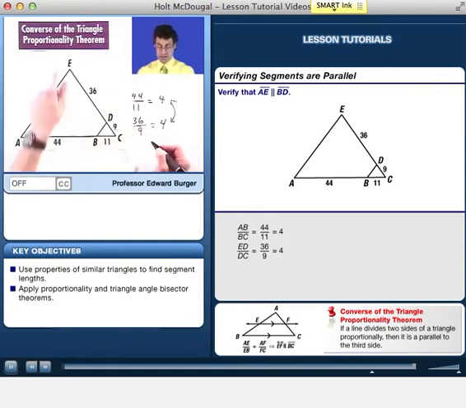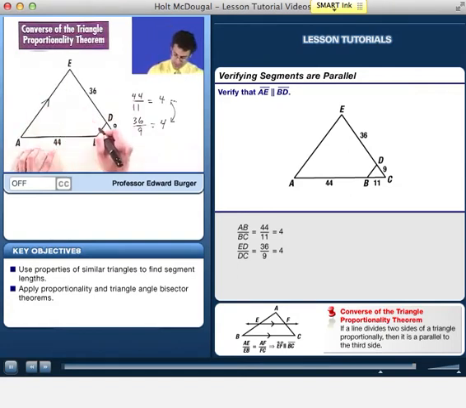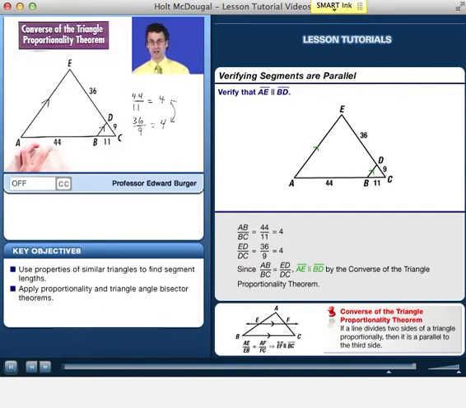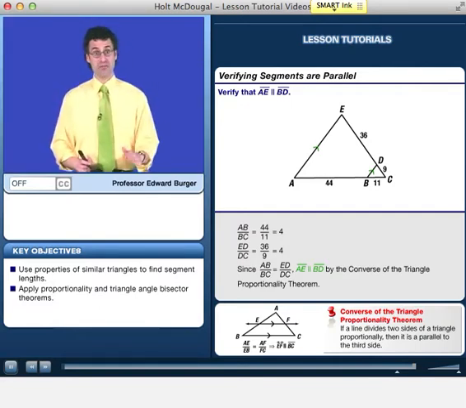And since it's a proportion, by the converse theorem, I know that these two sides are parallel. So the theorem and its converse both hold, and we can use it in this case. Terrific.